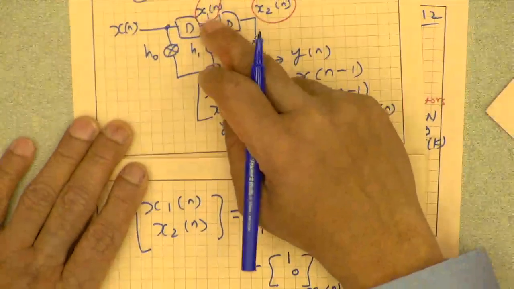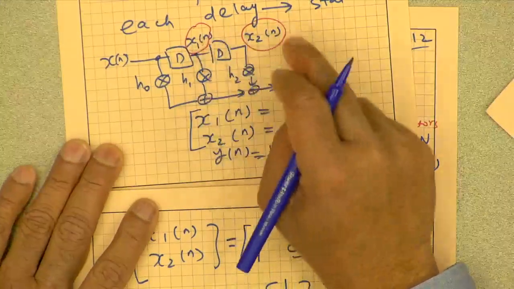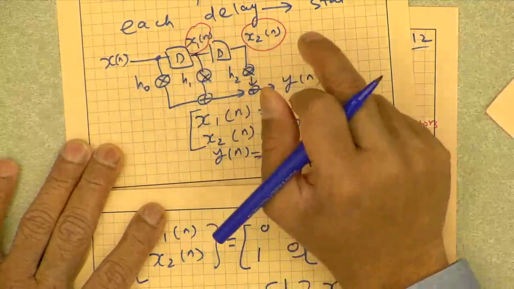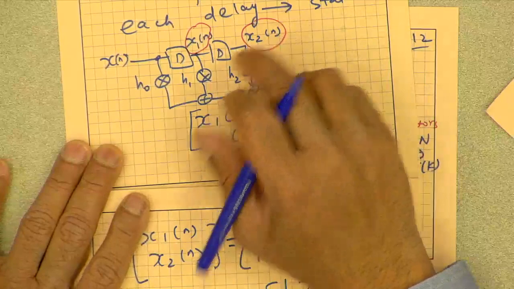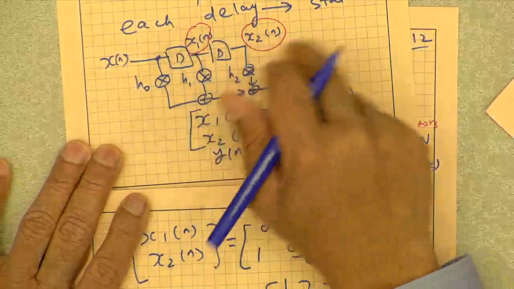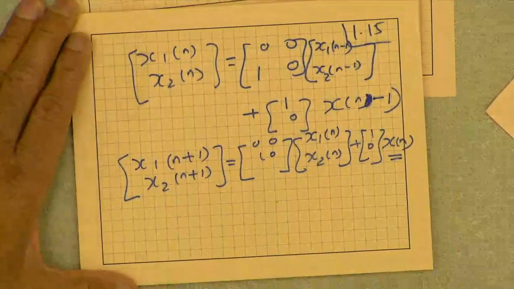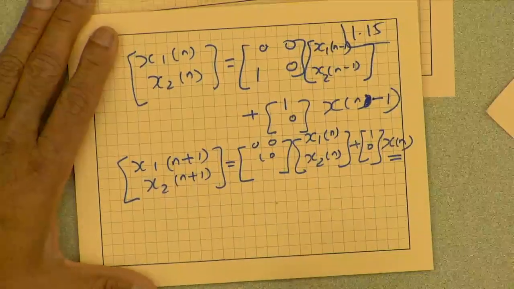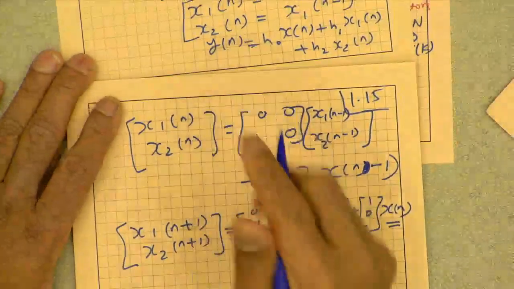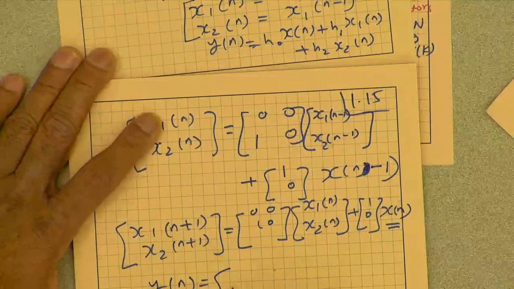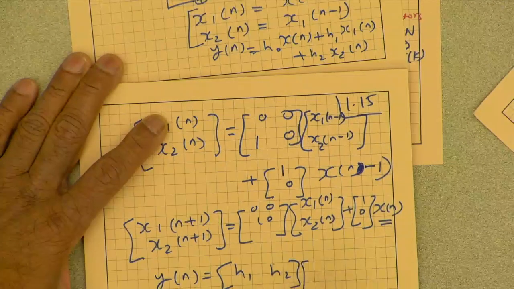I could, instead of calling these states x1[n], x2[n], call them x1[n+1] and x2[n+1]. I could, but I didn't do that. If I did that, then I would get this right away. But that's okay, it doesn't matter. And then the output, y[n], is equal to h0 x[n] plus h1 x1 plus h2 x2.